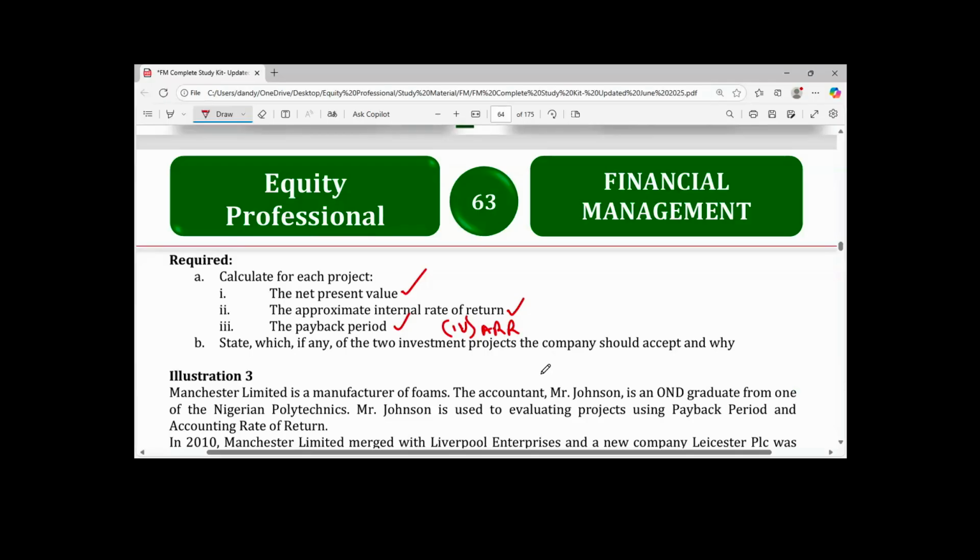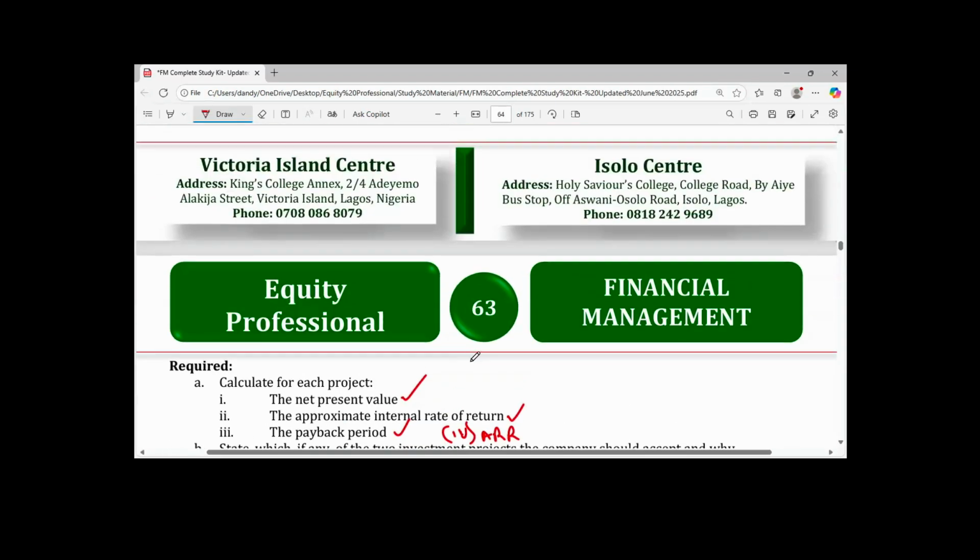Thank you very much. Yes, that is the requirement. The first requirement says we should calculate NPV, approximate internal rate of return, and then the payback period. So we want to calculate NPV. Remember my explanation.